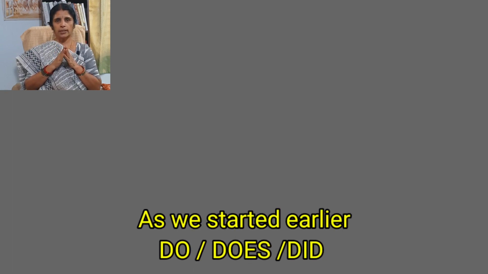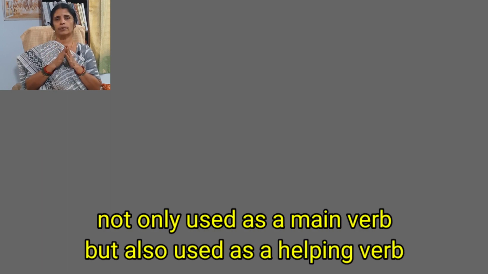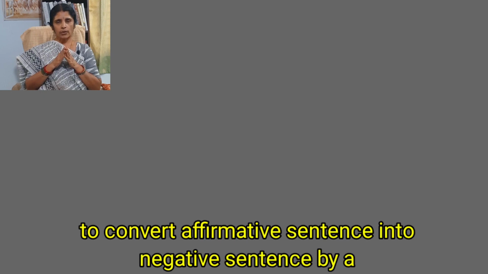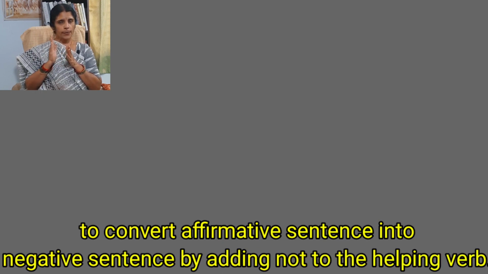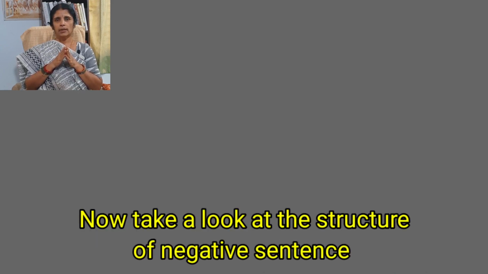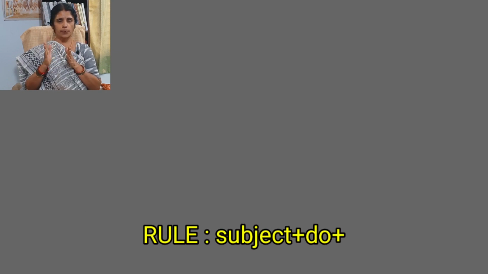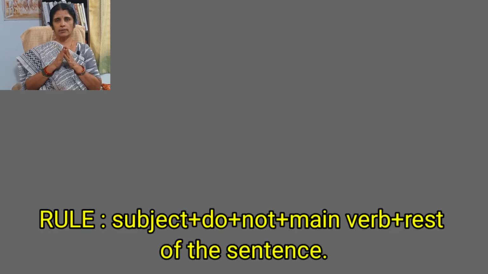As we stated earlier, do, does, did are not only used as a main verb but also used as a helping verb to convert an affirmative sentence into a negative sentence by adding not to the helping verb. Now take a look at the structure of a negative sentence: subject plus do plus not plus main verb plus rest of the sentence.